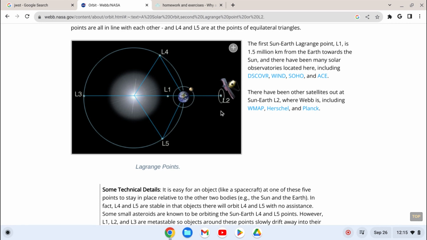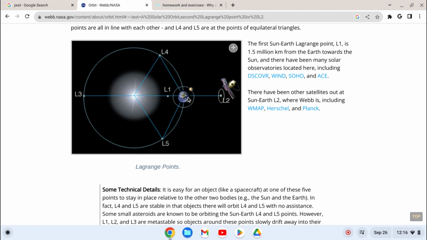And what they do is they rotate around the sun at the same period as the earth. So what that means is if you put something there, a satellite, that satellite will stay with the earth as it goes around the sun.